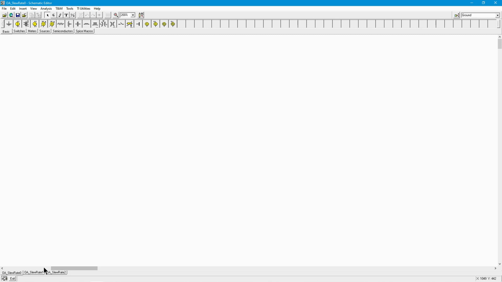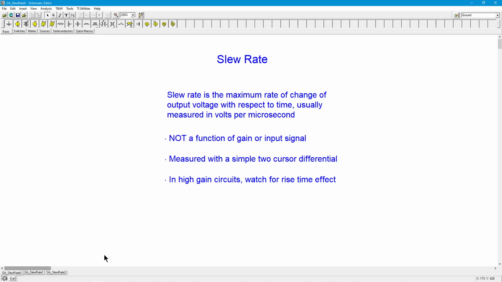Hello folks, Professor Fiore here, and today we are going to talk about techniques for measuring slew rate in op-amp circuits. First, a little review about slew rate. Slew rate is output referred, meaning it is the maximum rate of change of output voltage or load voltage with respect to time. Typically, the measurement unit for this is volts per microsecond, although sometimes in very fast circuits, it'll be given in volts per nanosecond.